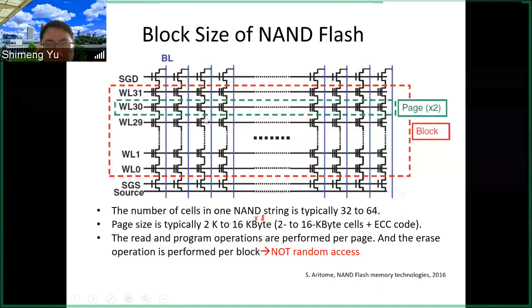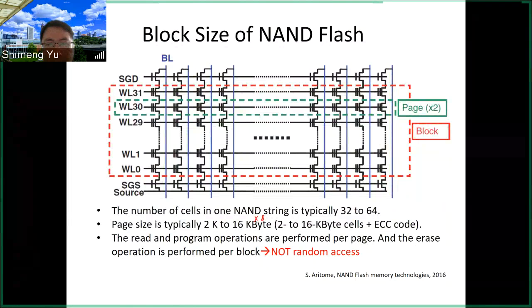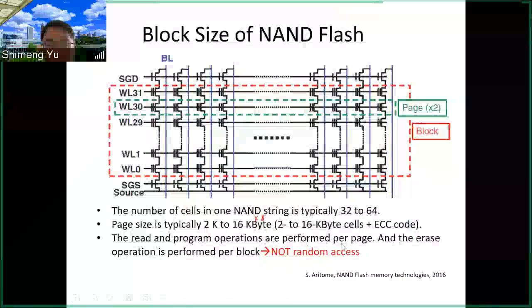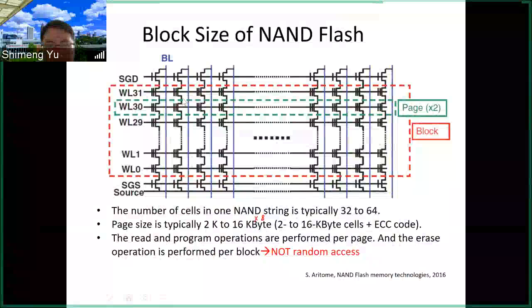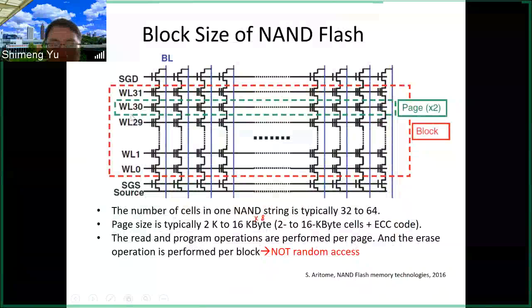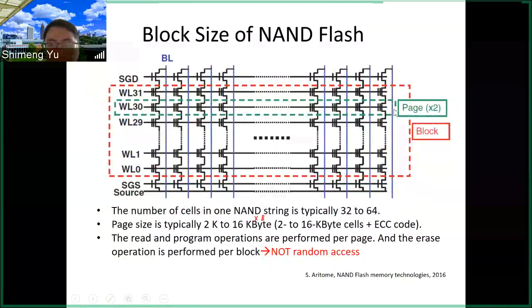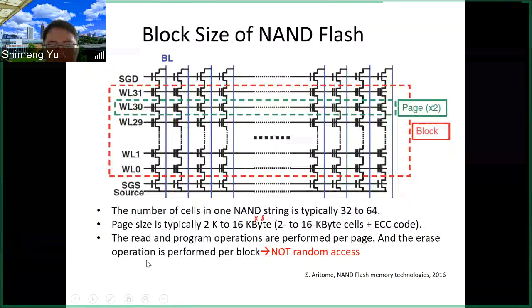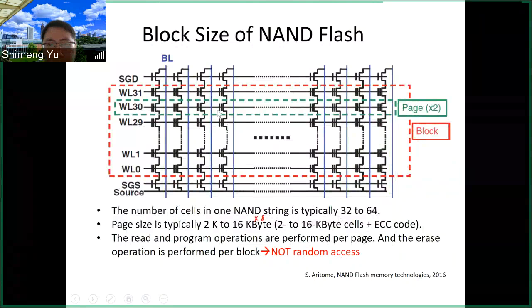So this is how you organize the flash into the NAND array. The read and program operations are performed per page. Here one page means one word line, so one row of the array. That means you can read out the whole page at one time, or you program the whole page. Program means you write data 0 to this whole page. But the erase is performed per block. It's not random access. So this is a key difference. You cannot individually change the data.